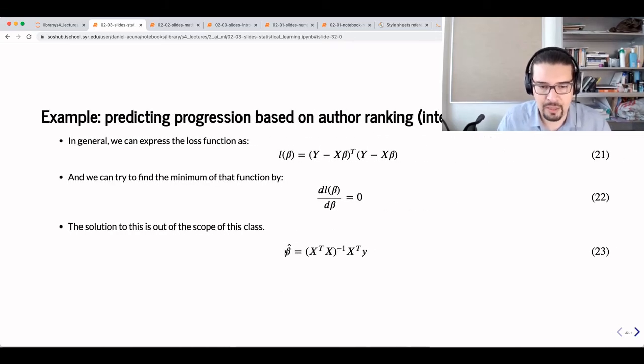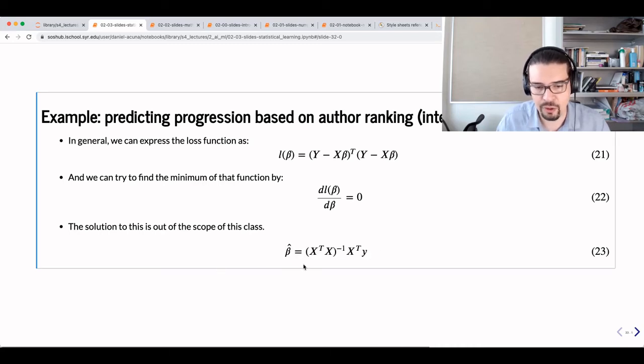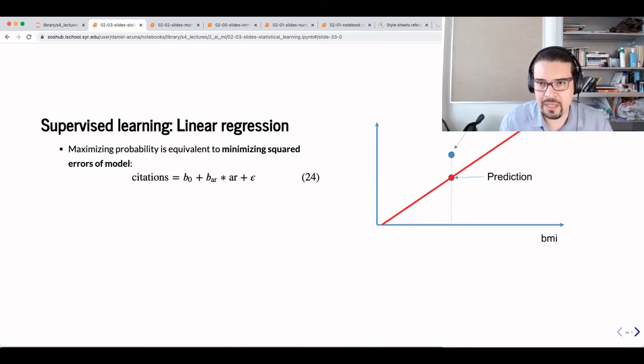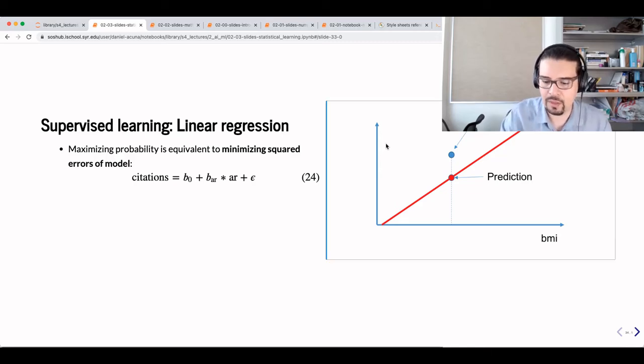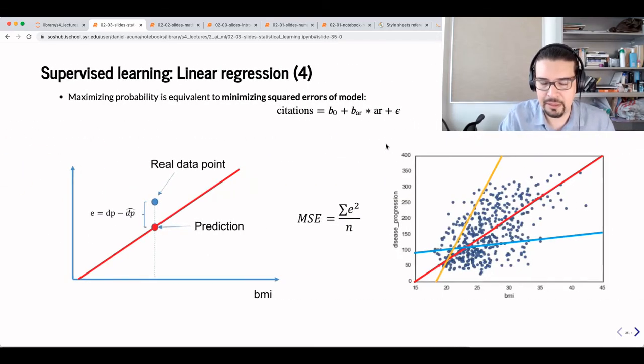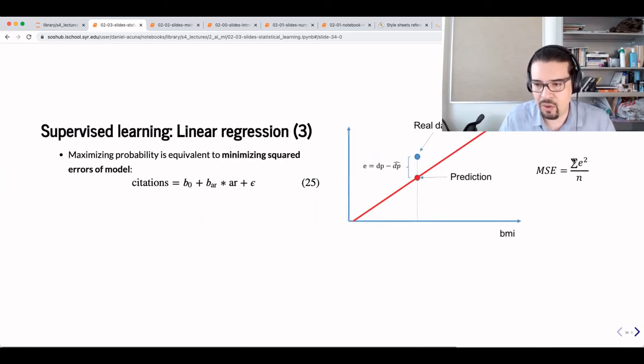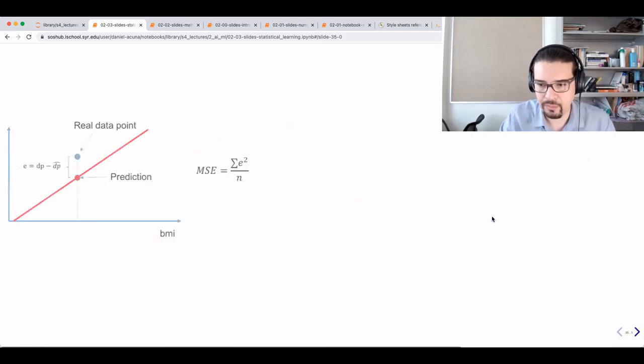To find the best possible parameters, the solution is a standard, well-known form that gives the parameters that will minimize the error, the squared error in your regression. Basically, you're trying to find the line that will minimize the squared difference between the real value and your prediction. I'm going to move along here a little bit. If you add all those squared errors and take the average, that's called the mean square error.